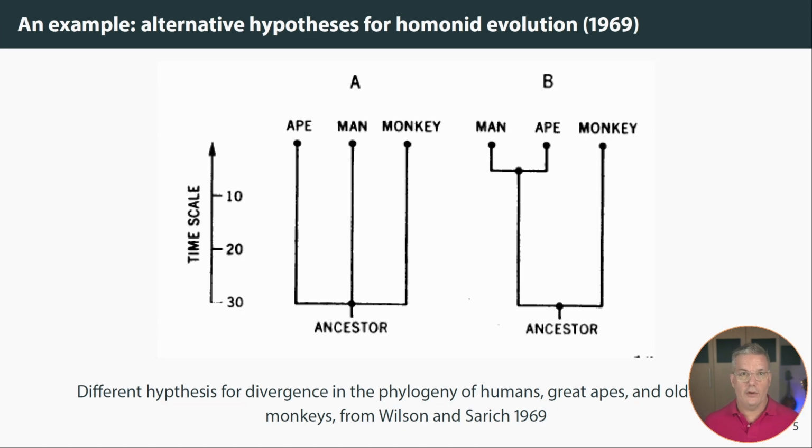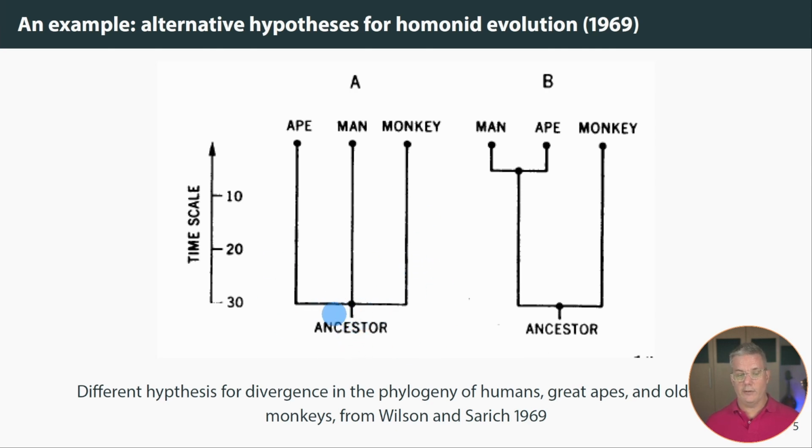So let's hold that thought and go back to 1969 and address a question that was an open question in 1969. And that is about the origin or the lineages that led to modern humans. So it was known that humans and old world monkeys and apes had a common ancestor relatively recently in evolutionary history, but it was not entirely settled what the order of branching was.